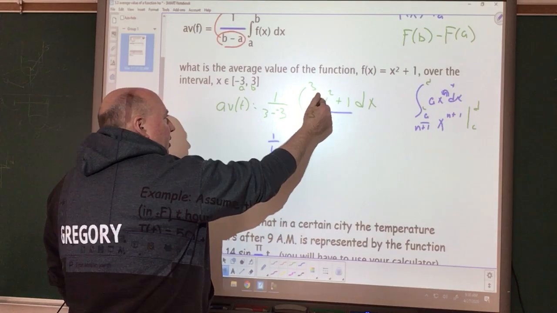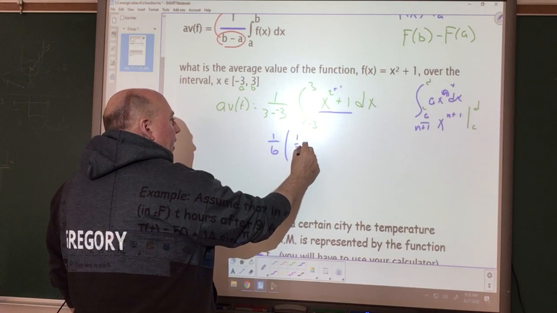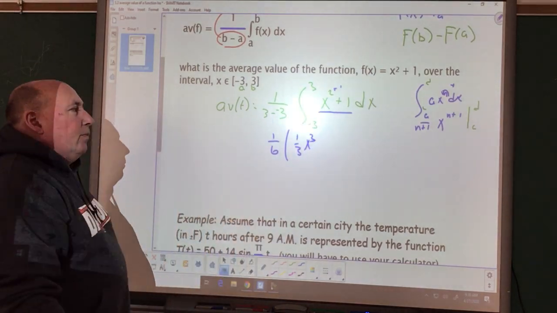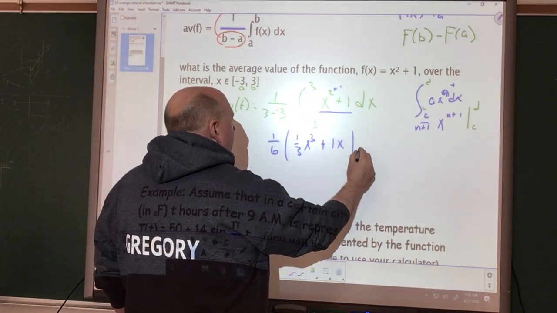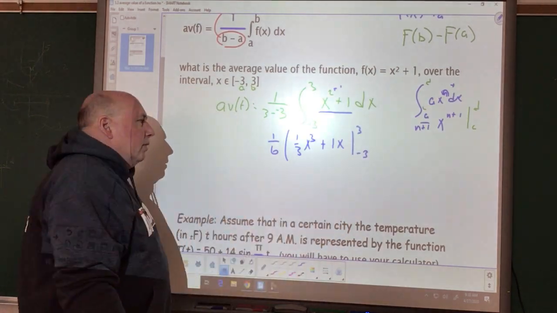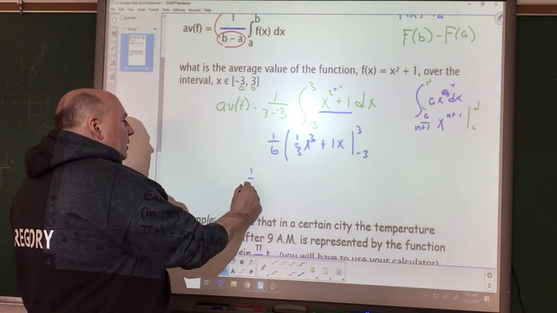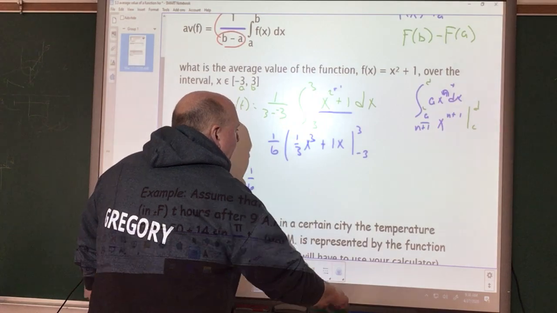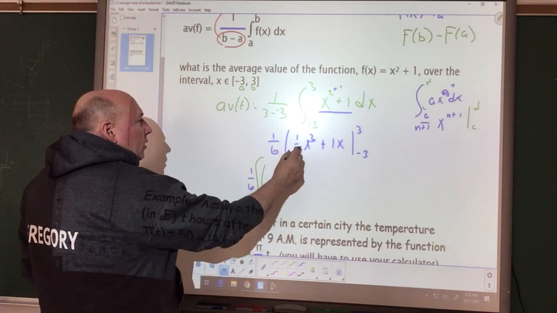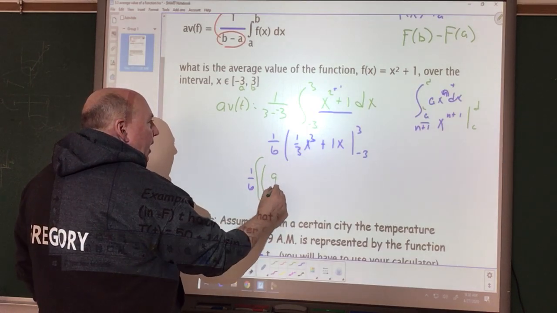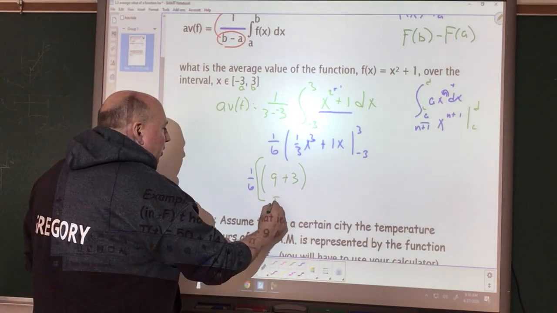So we take our antiderivative, we add 1 and divide by that, so we have 1/3 x cubed plus 1x. And we have to evaluate this from -3 to 3. So we come down to 1/6. We have to evaluate first at the value of 3. So we have 27 times 1/3, which is a value of 9, plus 3. That's my evaluation of my antiderivative at 3.